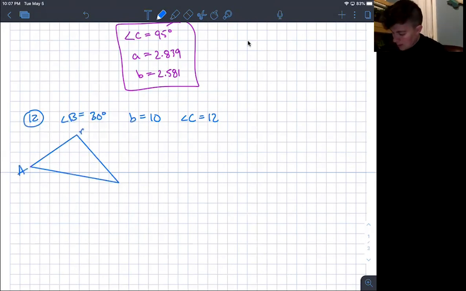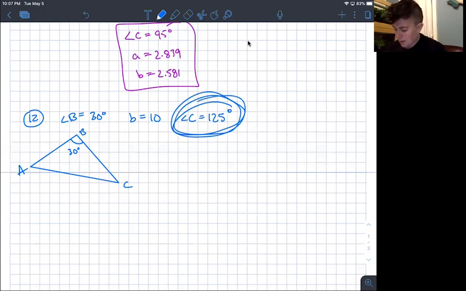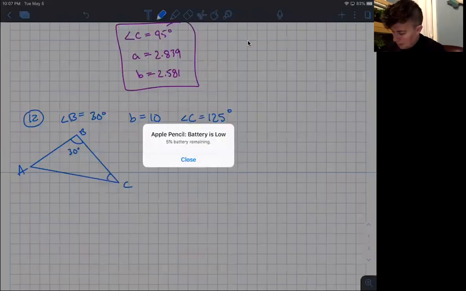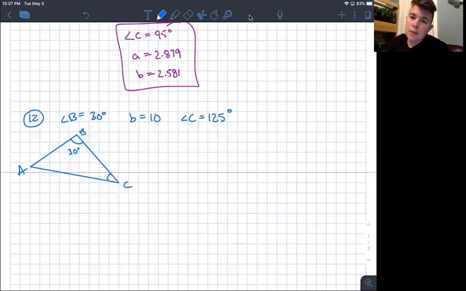So A, B, C, let's make that 30. Oh, this is not to scale at all. Did I not draw? What is happening up here? That was 125 degrees. I don't know if I said that out loud. I definitely didn't write it out loud. So that was a problem. Oh no, let me pause and recharge my pencil real quick. Okay, Apple Pencil charged. I think we're back in business. Okay, so C is 125 degrees. Oh my gosh, I apologize again for this not being to scale at all. I'm so sorry. It's fine.